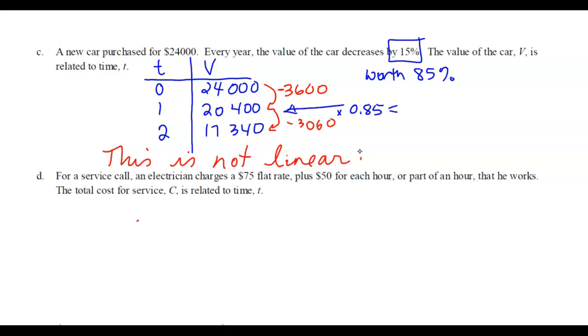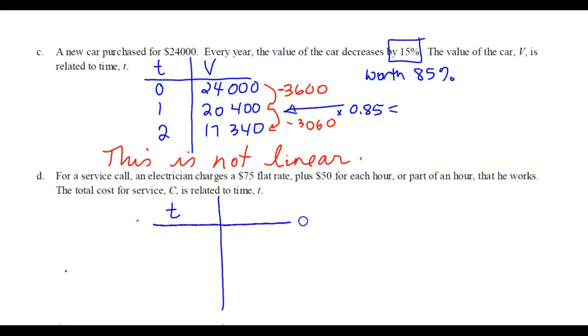Okay. Then for the next one, for a service call, an electrician charges a $75 flat rate plus $50 for each hour or part of an hour that he works. The total cost for service C is related to time T. Again, you could do a little chart if you wanted to.